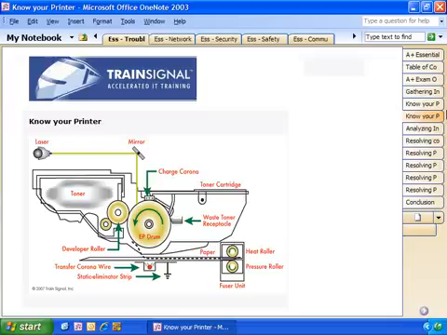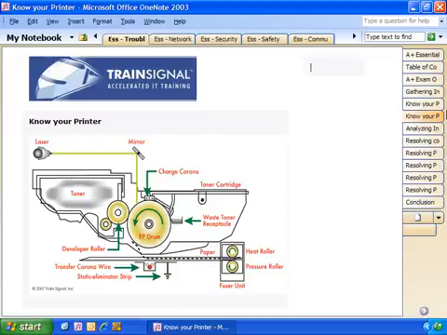Is there a waste toner receptacle that you have to empty? Can you find the charging corona? These different things, all these pieces are important parts of your laser printer. And knowing that printer will really help you when it comes to troubleshooting that printer.